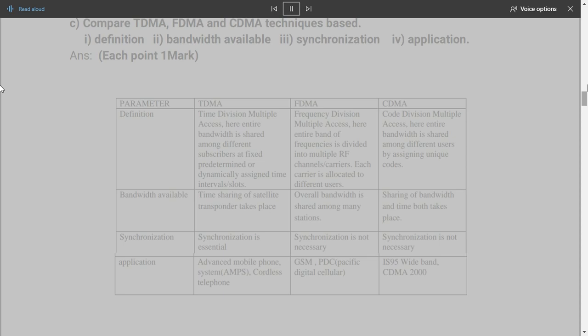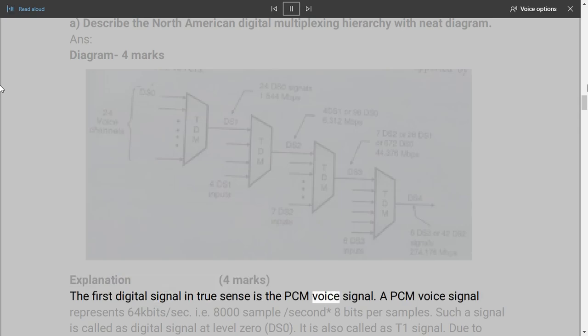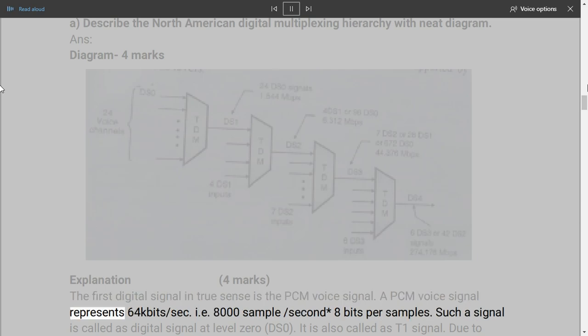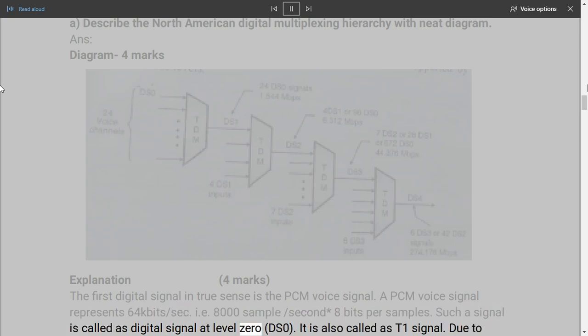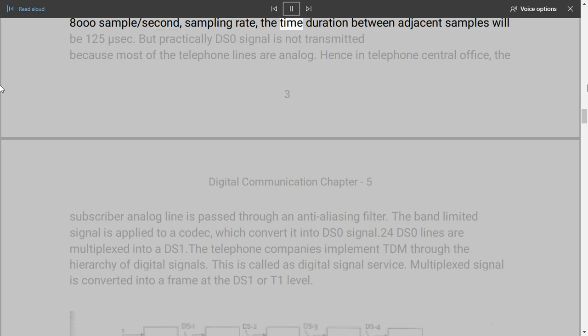Q4. Describe the North American digital multiplexing hierarchy with neat diagram. ANS: diagram, 4 marks. Explanation, 4 marks. The first digital signal in true sense is the PCM voice signal. A PCM voice signal represents 64 kbits/second, i.e. 8000 samples/second times 8 bits per sample. Such a signal is called a digital signal at level 0, DS0. It is also called a T1 signal. Due to 8000 samples/second sampling rate, the time duration between adjacent samples will be 125 microseconds.